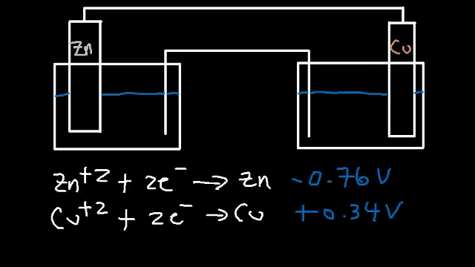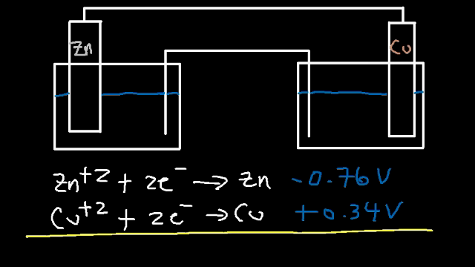Now, here we have standard reduction potentials. Anytime the electrons are on the left side, it's reduction. We need to switch one of these half reactions so that the overall cell potential is positive. If we reverse the half reaction for copper, the cell potential is going to change from positive to negative. And if we add the two, we're going to get a negative cell potential, which is what we don't want for a galvanic cell. So instead, we need to reverse the half reaction for zinc.